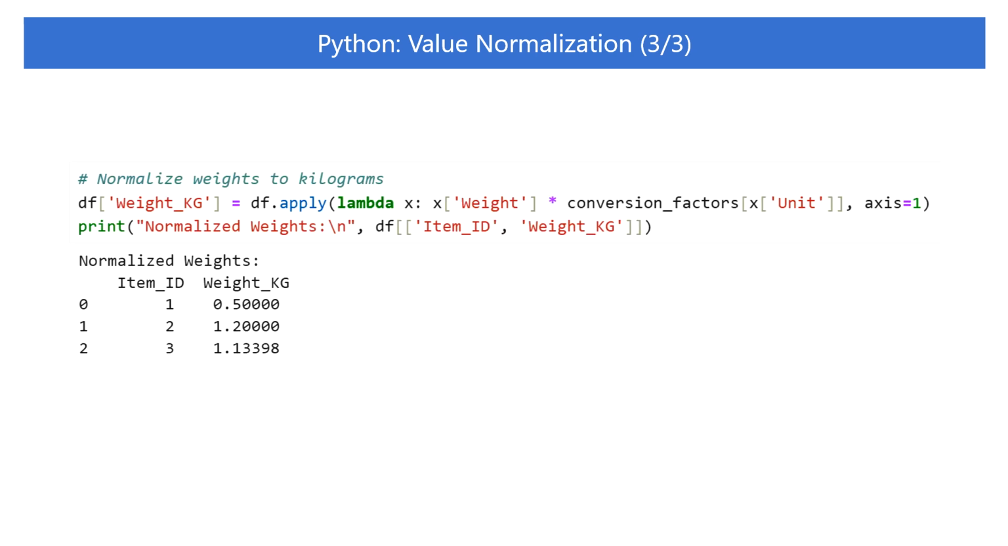Next, add a new column, weight_kg, to the data frame to store the weights converted to kilograms. Then, use the apply method with a lambda function. In this function, for each row x, the x.weight is multiplied by the appropriate conversion factor based on x.unit. The last argument, axis equals 1, ensures that the function operates row by row. Print the data again, and we can find that the weight_kg column contains normalized weight data.